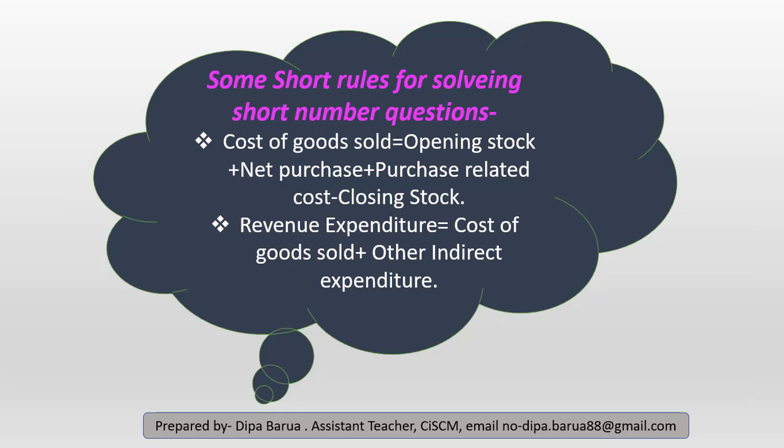Here are some short rules for solving short number questions. Number 1, when you find out the total amount of cost of goods, here is the short formula: opening stock plus net purchase plus purchase related cost minus closing stock, and then revenue expenditure, cost of goods sold plus other indirect expenditure.